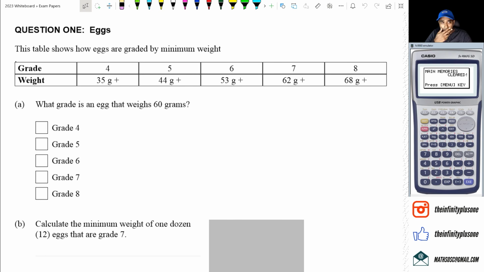So question one here, we've got a table that shows eggs. This is the part where you guys need to pause the video, and I'm probably just not going to read the question to you guys. I'll probably just start doing it straight away.